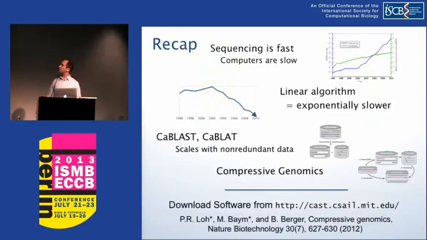So to recap, sequencing is fast compared to computers, and the main point is that linear algorithms on the present dataset are effectively getting slower. I showed you a couple of new algorithms for applying BLAST and BLAT to this. And then more generally, the title, Compressive Genomics, is meant to introduce this idea of compressing down our data and looking really at the non-redundant bits.